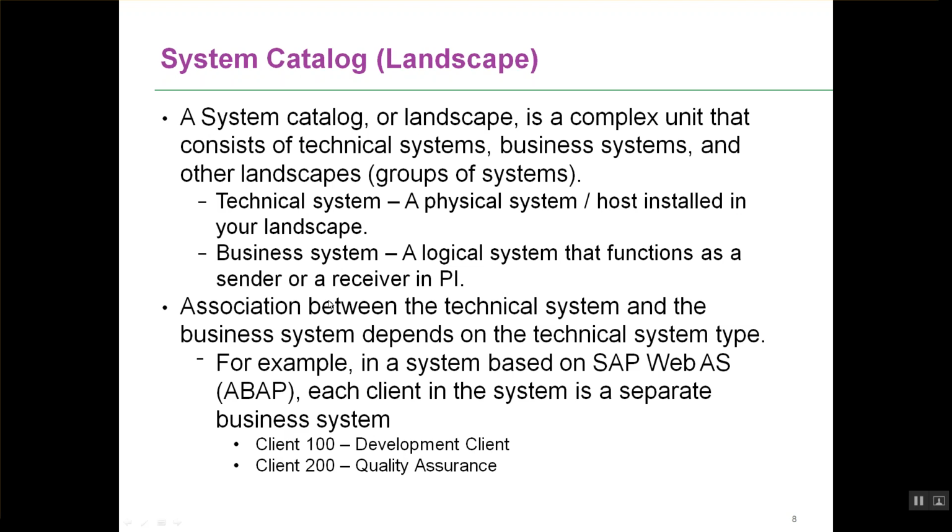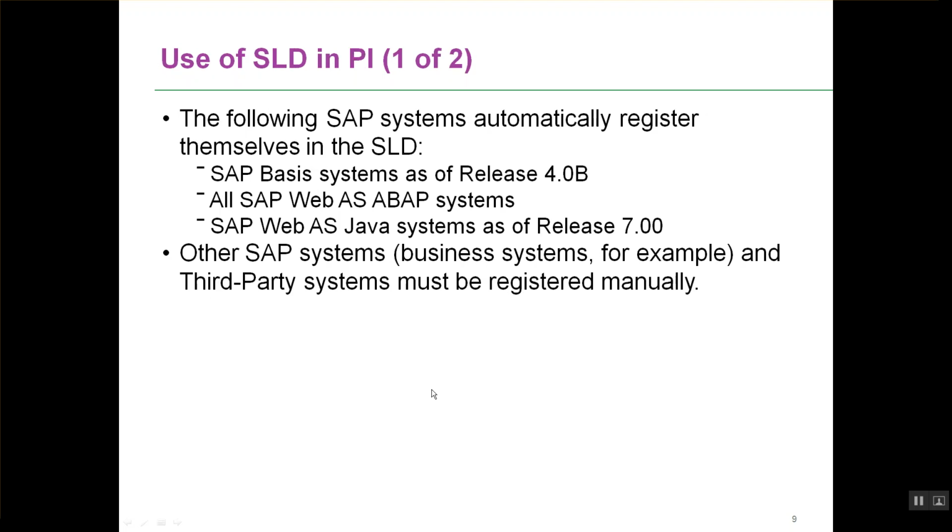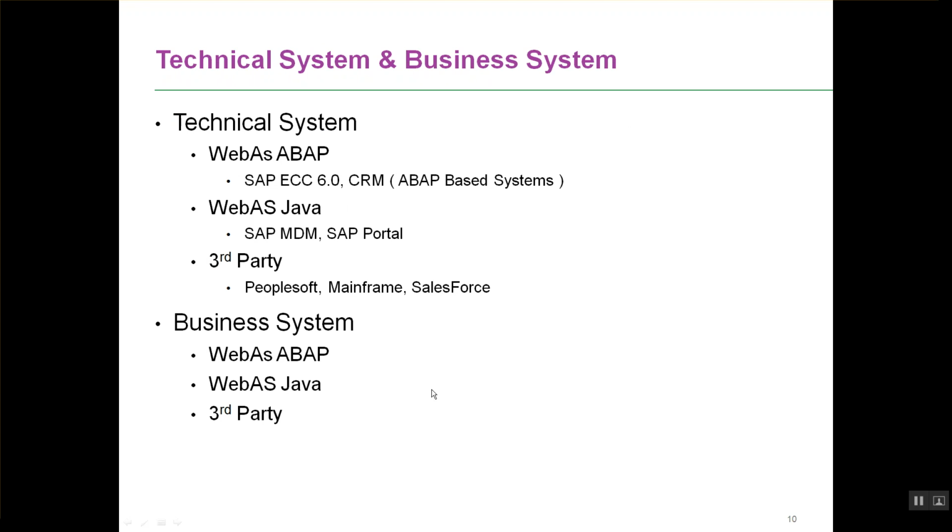So this is what is mentioned here. A technical system is a physical system, a business system is a logical system. An association between the technical system and the business system depends upon the technical system type. In an SAP web-based ABAP system, each client can have one particular business system, whereas in the case of a Java system, it is a one-to-one relationship.